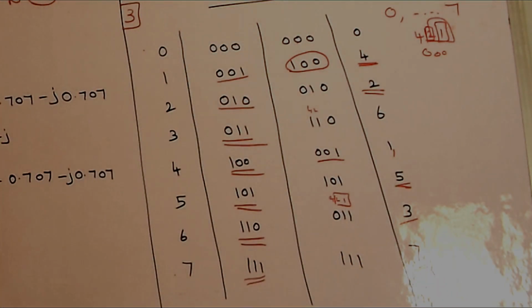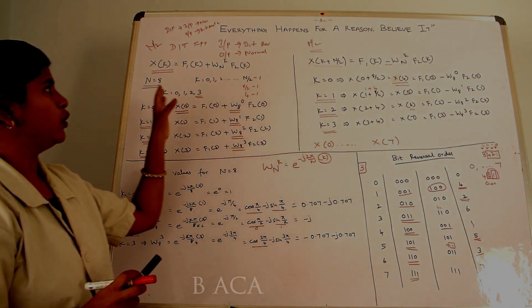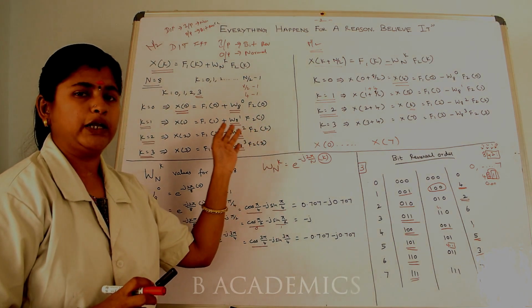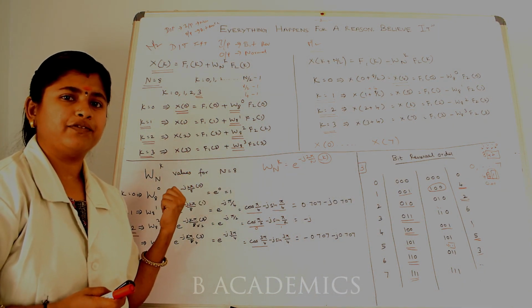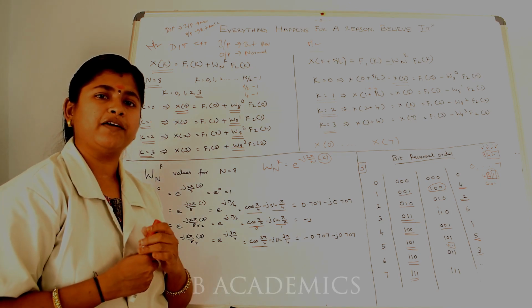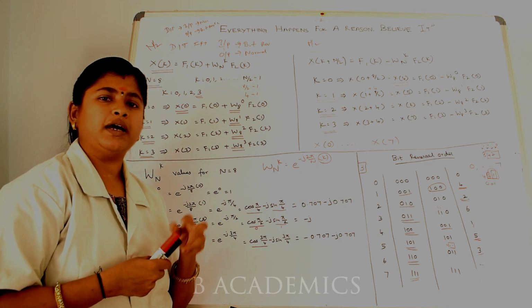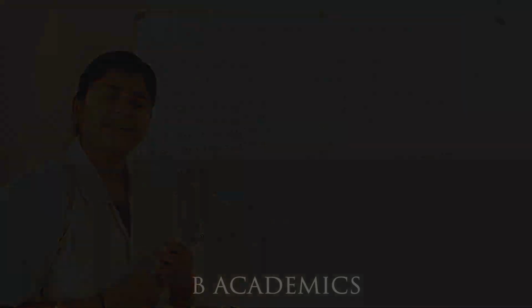I hope you have understood the twiddle factor values, the bit reversal concept, and also the n by 2 sequence of your DIT FFT algorithm. This is the simplest method of deriving your DIT FFT algorithm. I hope you have gotten a clear idea about this algorithm. In the next video, I will be showing the flow graph of this algorithm. Okay, thank you all.